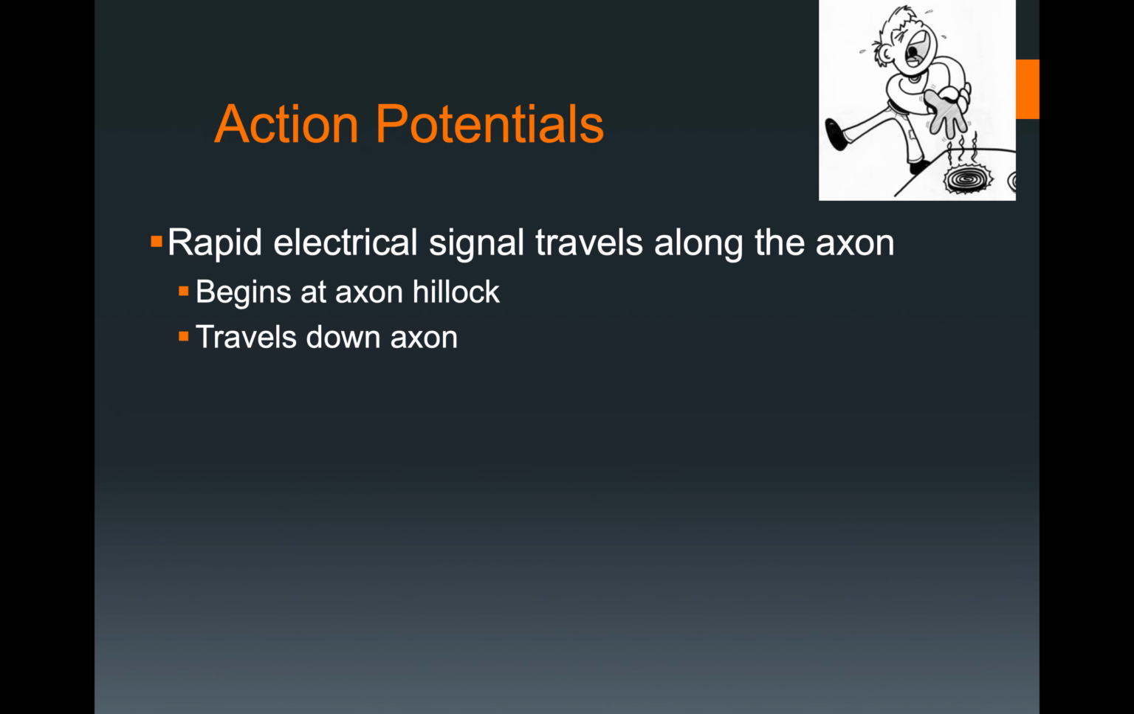So, action potentials are rapid electrical signals that travel down an axon. They begin at the axon hillock, which is the junction between the cell body and the axon, and then travel down the axon. I have a picture here of someone touching a hot stove to remind you what the point of an action potential is. If you touch a hot stove, the message that tells your brain and actually spinal cord that it was hot is transmitted by action potentials.